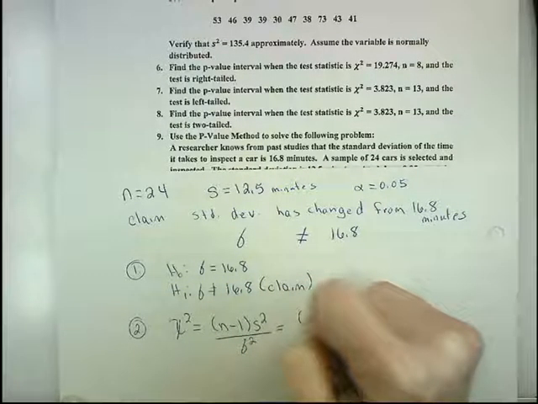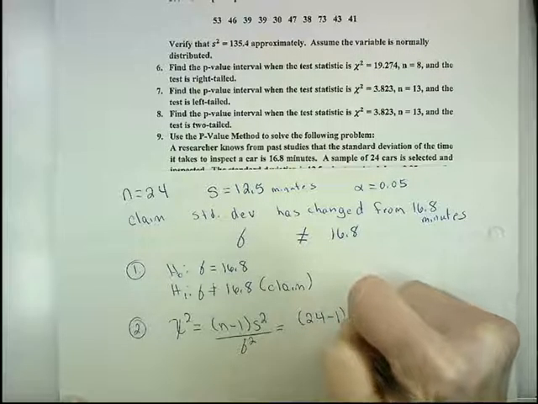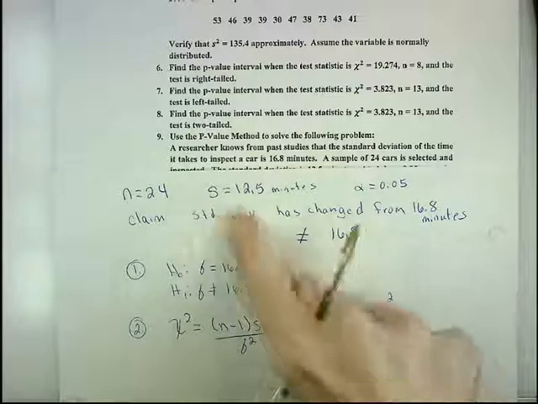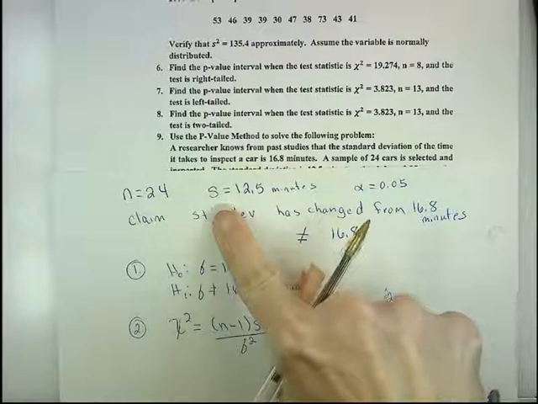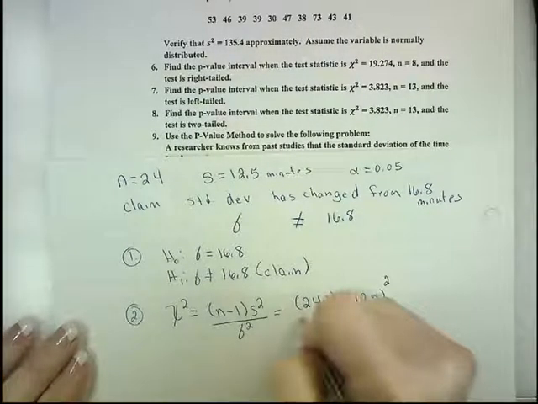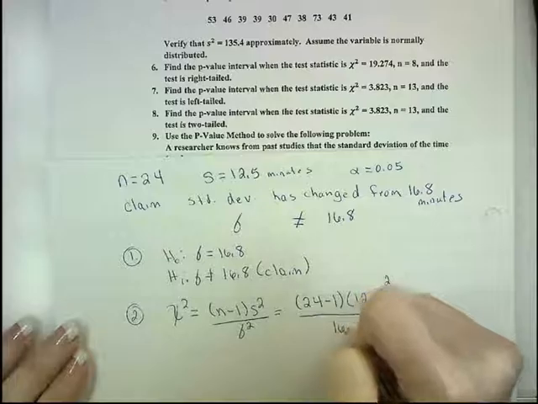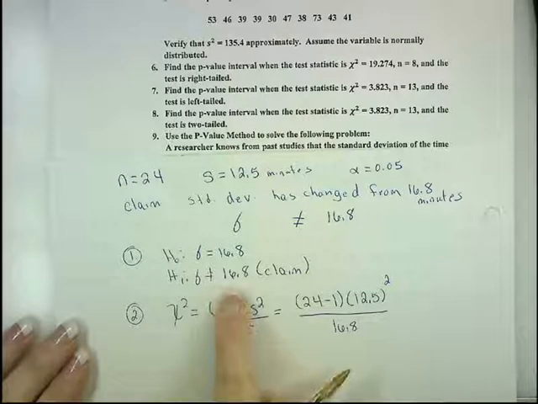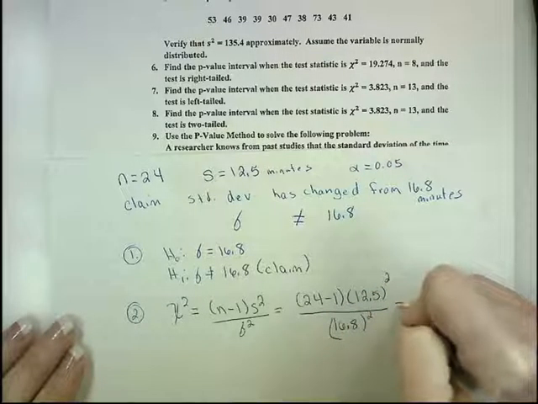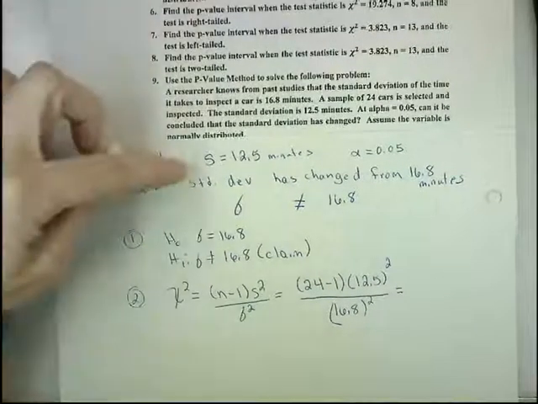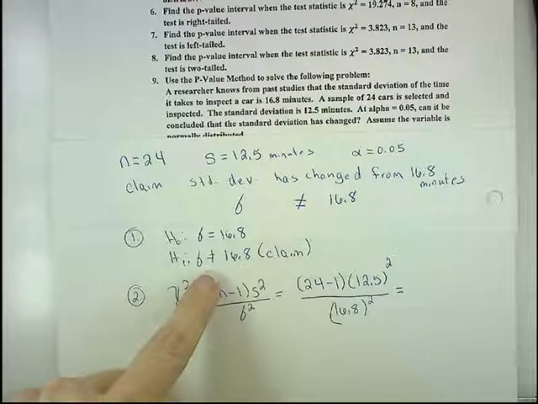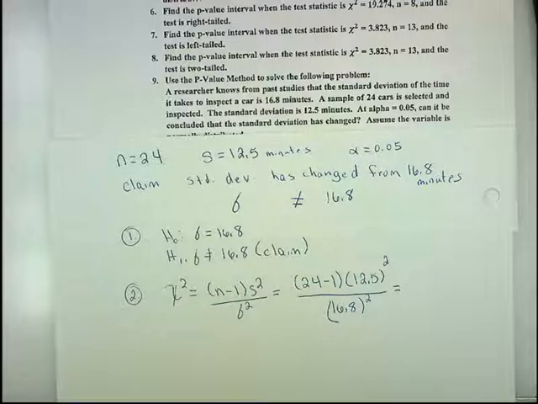And that's going to be 24 minus 1 times s squared. This time you will have to put in the s and square it. They did not give sample variance. They gave sample standard deviation, so you'll have to square that s. Also, the claim is 16.8 as a standard deviation, has changed from 16.8. So in the formula, you'll have to square it. Pay attention to what they give you. They don't give you s squared, so you will have to square it. They don't give you sigma squared as the claim. They give you sigma, so you will have to square it.